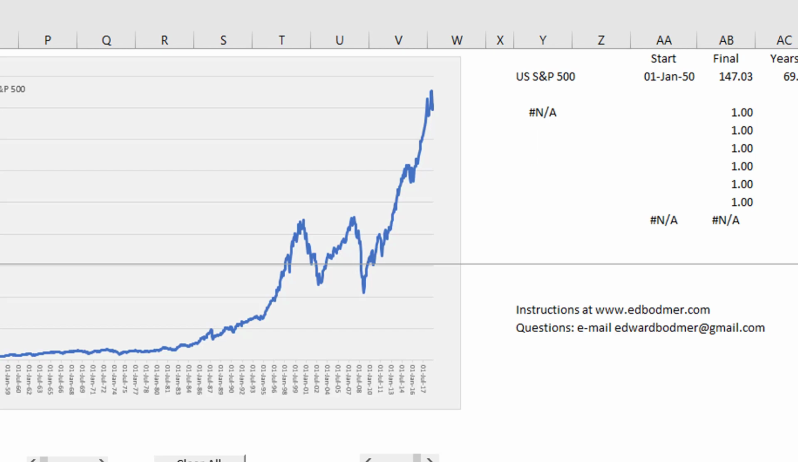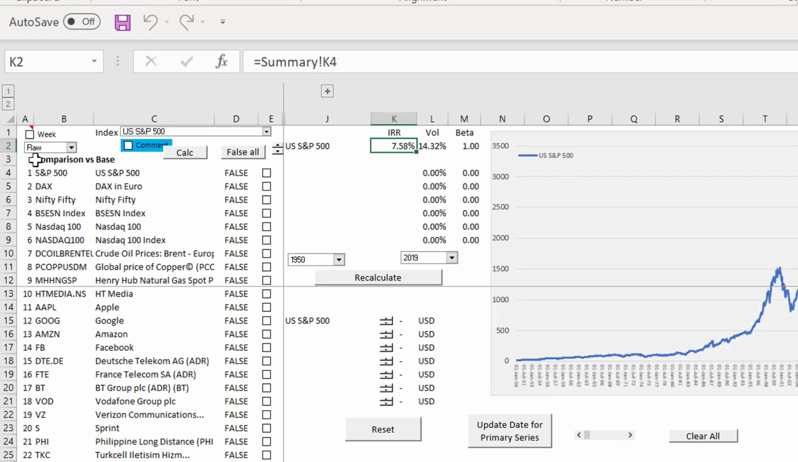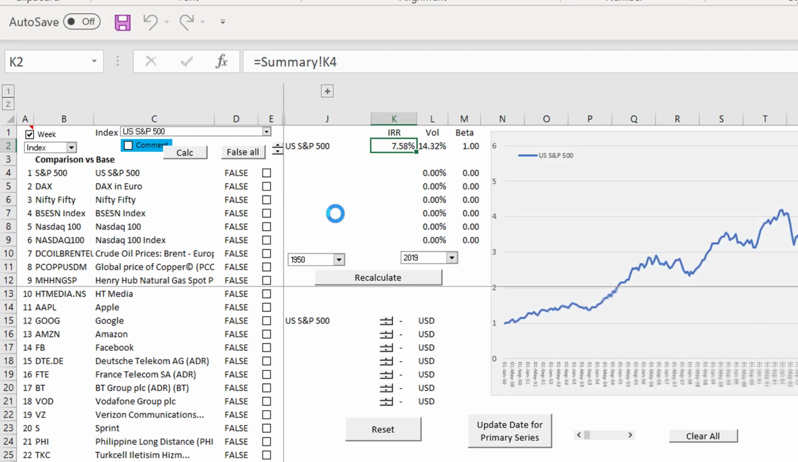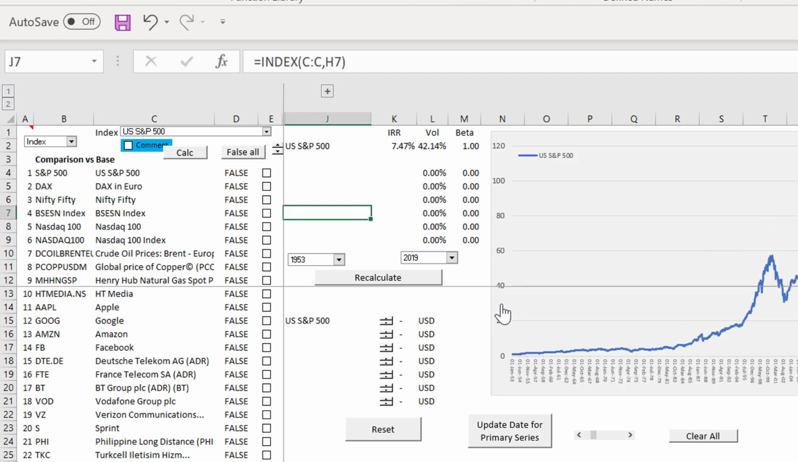We're going to do everything with indexes instead of raw data. If I press the raw data, the line looks the same, but it gives you the value of the index instead. So if we want to compare things, instead of putting that, we put this in.